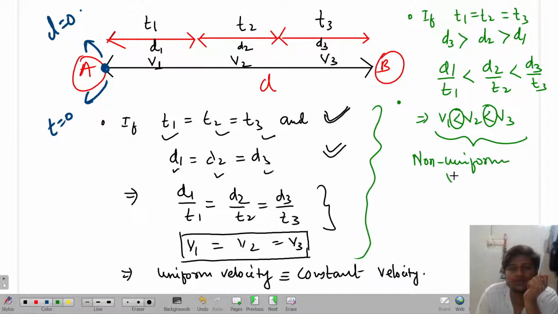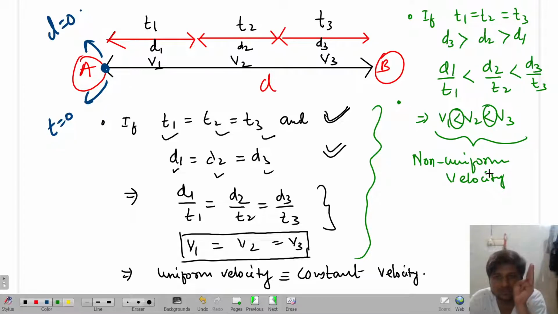What kind of velocity? Non-uniform velocity. Remember that. How many points should be satisfied for non-uniform velocity? Three properties should be satisfied. First, V1 will not be equal to V2 and V2 will not be equal to V3. Second, we can write this increasing and decreasing relation, this greater-than sign and less-than sign. Third, the time of traveling should be equal. Then only I'm going to call these objects non-uniform velocity following objects. Are you able to understand or not?